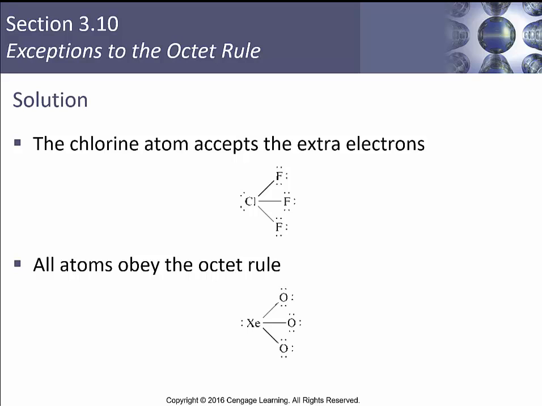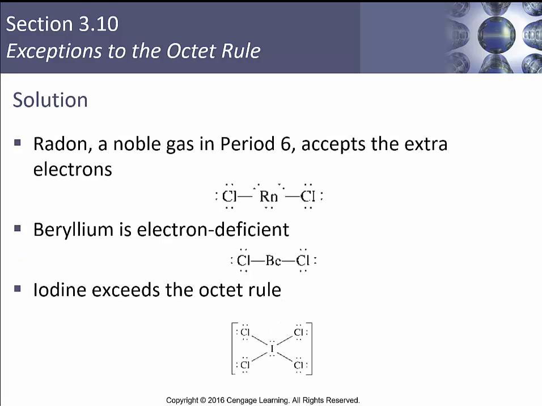In our xenon trioxide, we've got 2, 4, 6, 8 around our xenon. Everybody is going to obey the octet rule. Radon, which is a noble gas, is going to accept extra electrons. So here's our radon in the middle. We have to hook up to each chlorine, so we're going to have 2, 4. Our leftovers would go in the middle, 6, 8. So 2, 4, 6, 8, 10.